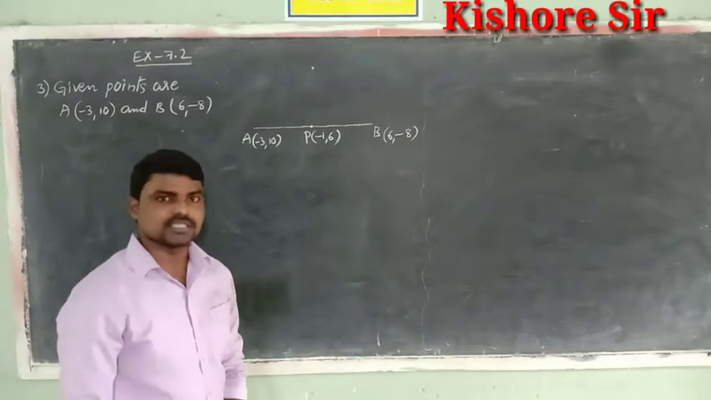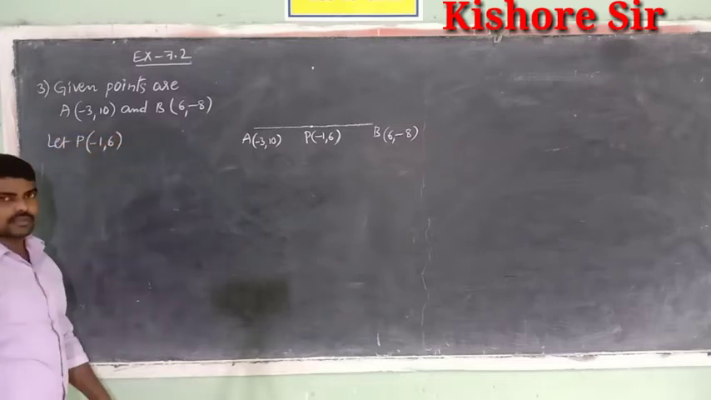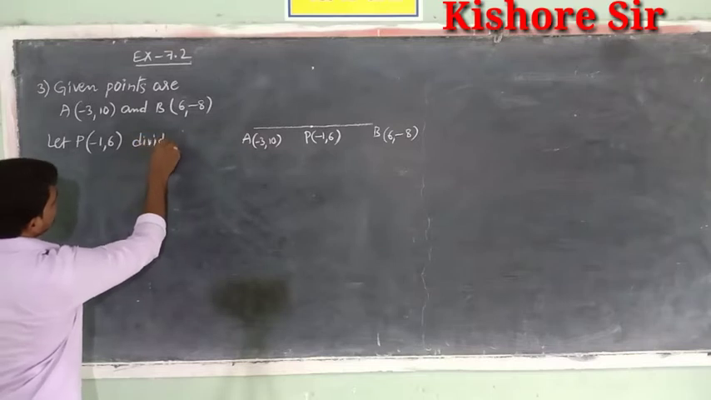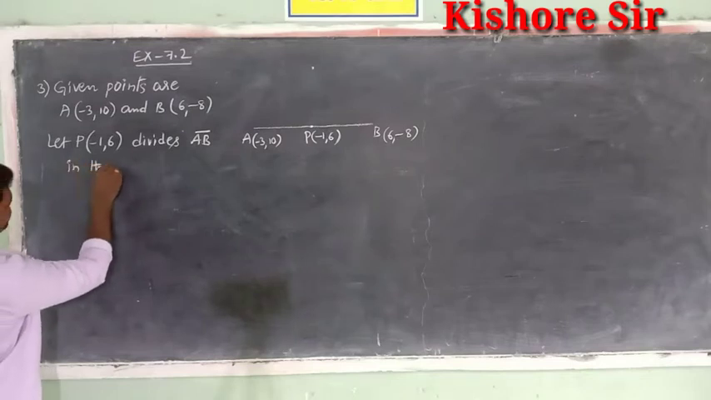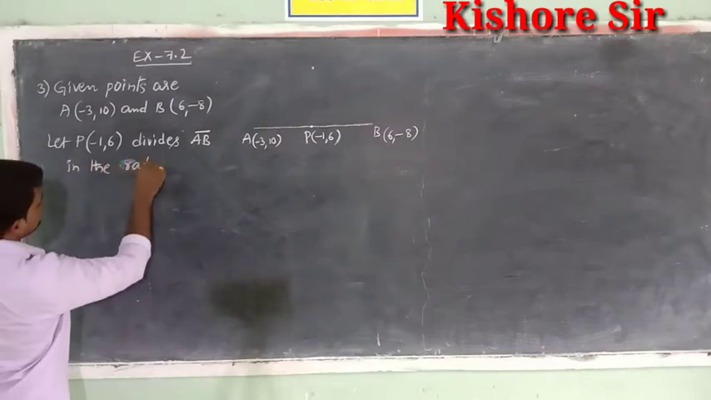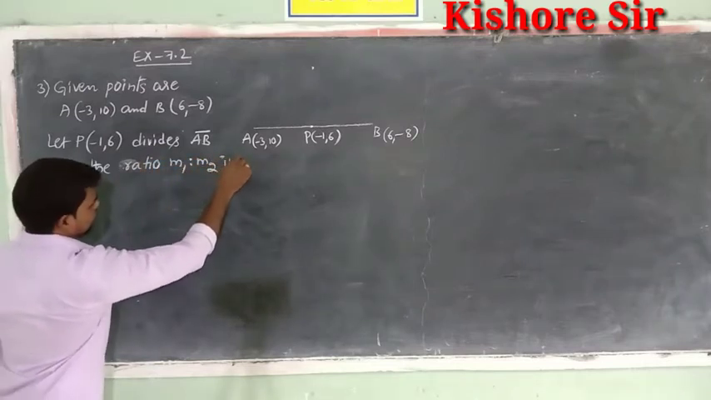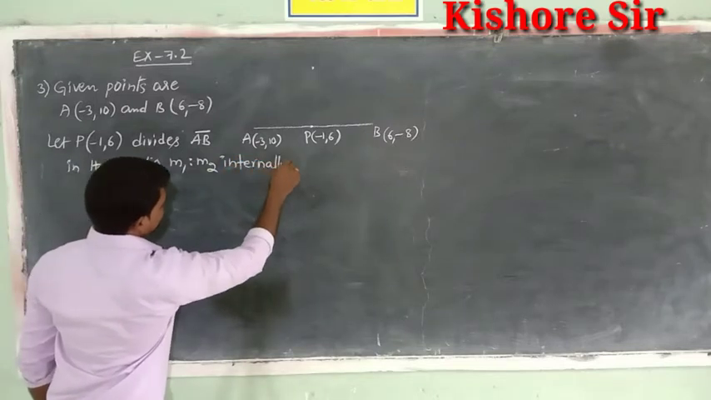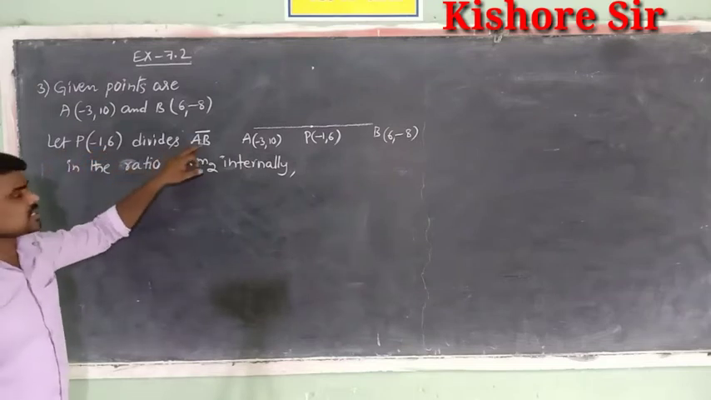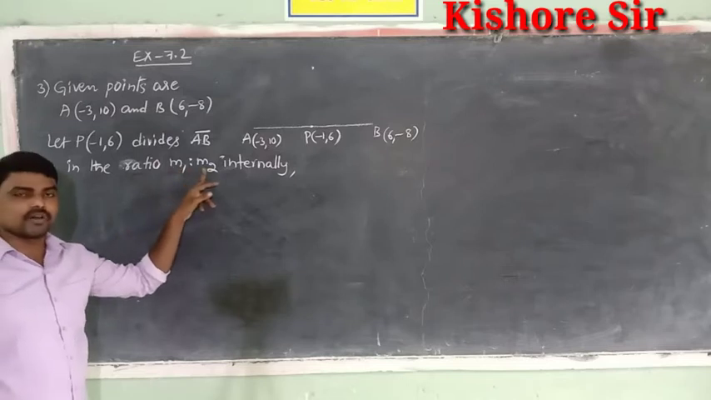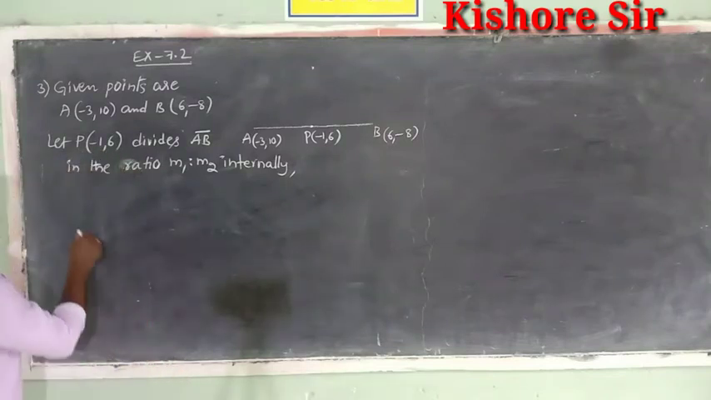Okay, by using the section formula. Let P (-1, 6) divide the line segment AB in the ratio m1 is to m2 internally. We have to find the values of m1 and m2 by using the section formula.